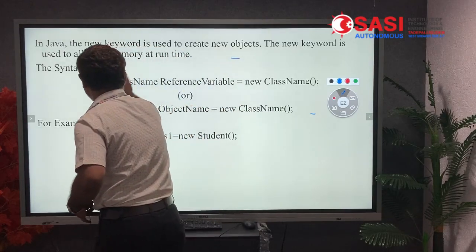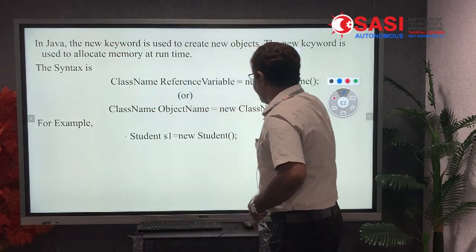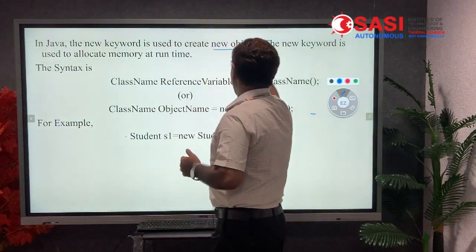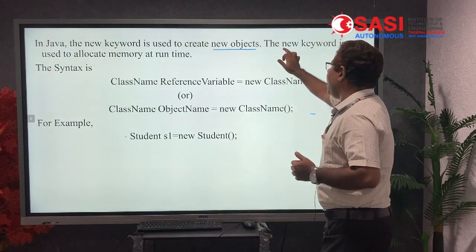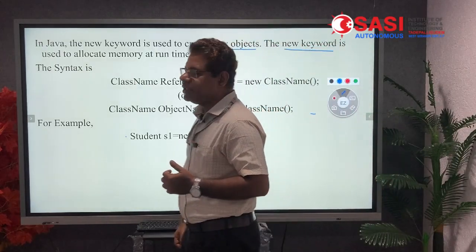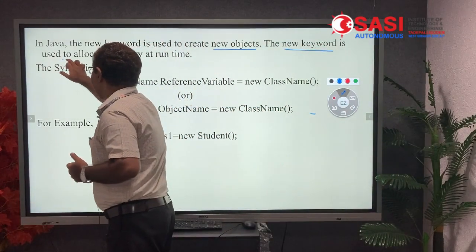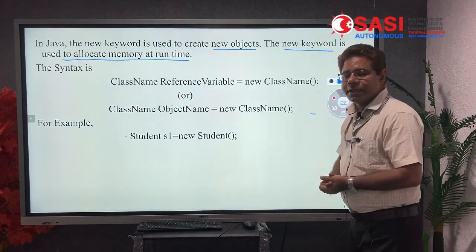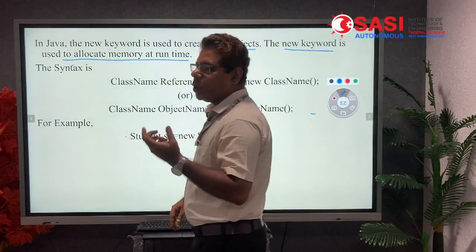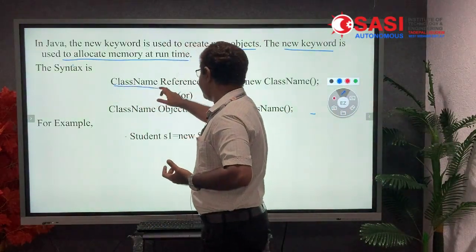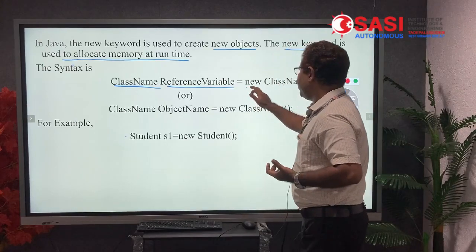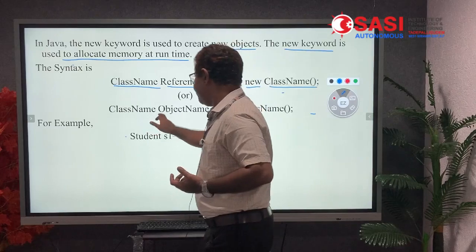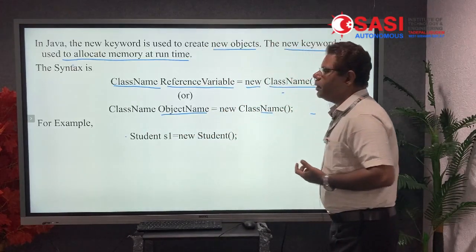So after creating a class, we can use the new keyword to create the objects. Here, whenever you use the new keyword, memory is allotted to the objects. The syntax to create the object using the class is: class name, reference variable equal to new keyword and the class name, or class name object name equal to new class name.